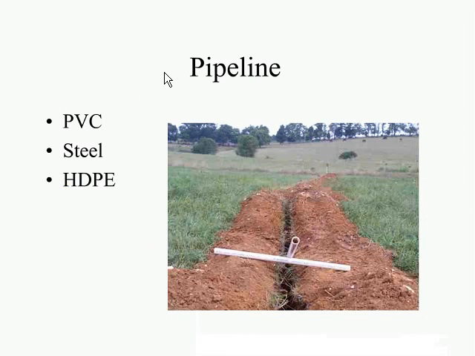Talk a little bit about pipeline. The typical types of pipeline that we're going to see are PVC. Here's an example. You see a buried PVC pipe. There are some cases where steel pipe is used. It's not typical because steel pipe is pretty expensive. The pipe that's used most often is the HDPE, the high-density polyethylene pipe.